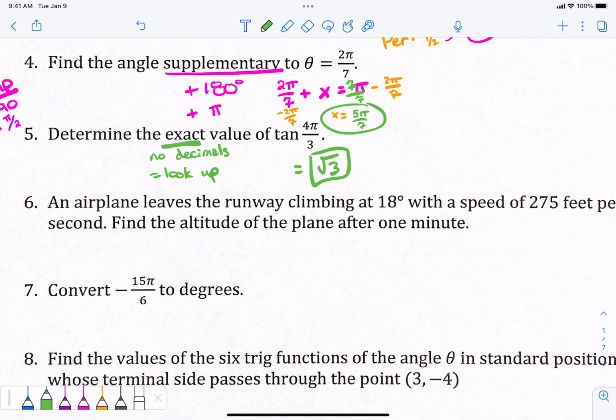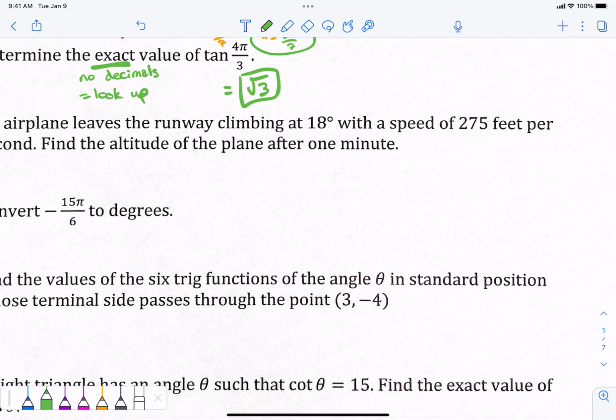All right, 6 should be a nice, easy one. An airplane leaves a runway climbing at 18 degrees. Okay, so we've got a right triangle going on here. Here's where my airplane is. It's leaving the runway, so it's going up and up and up, right? Where does the 18 degrees live? In the corner, 18 degrees. That's not a big slope at all.